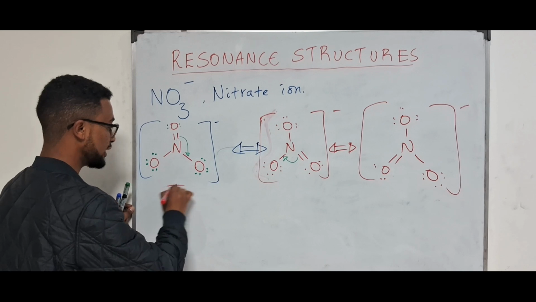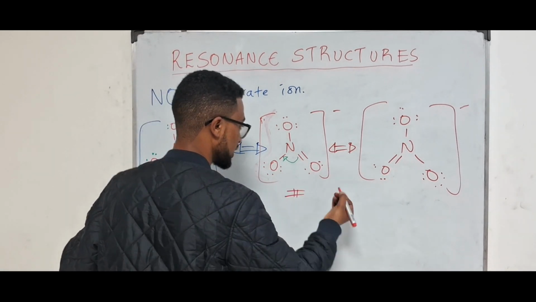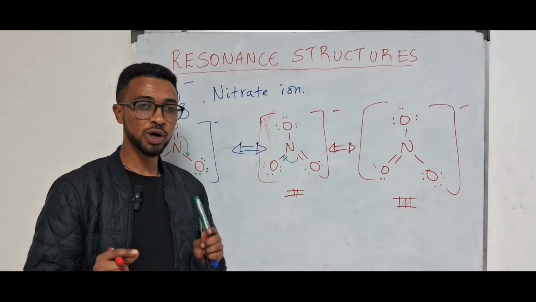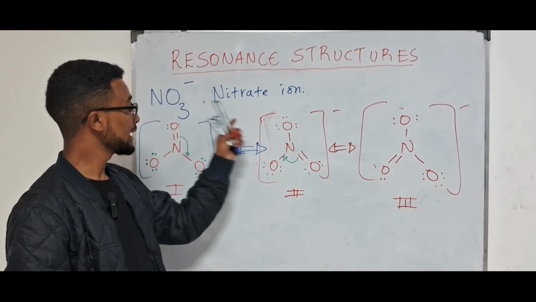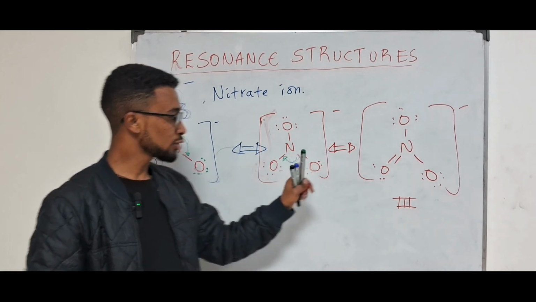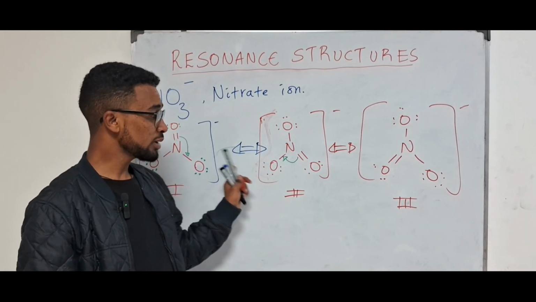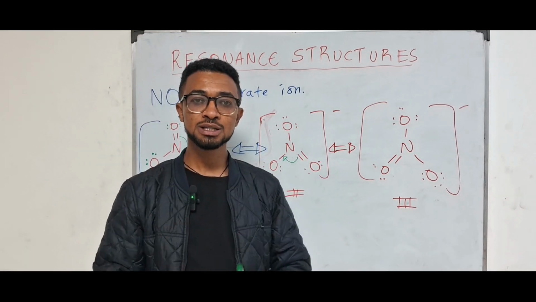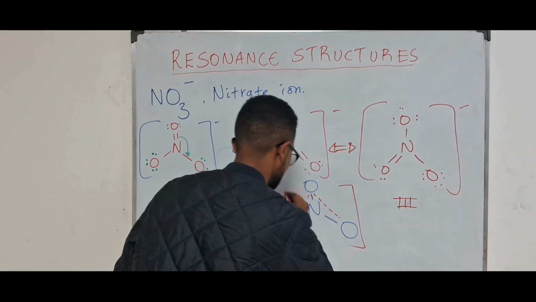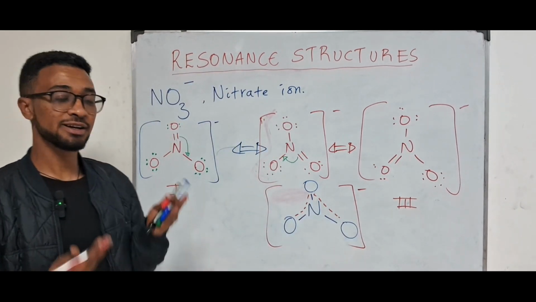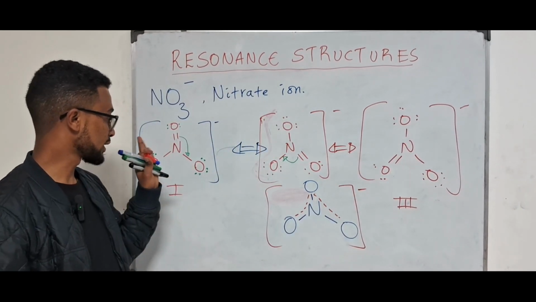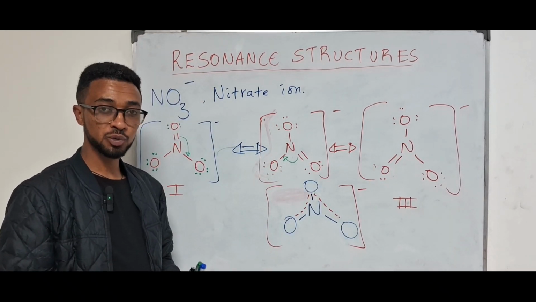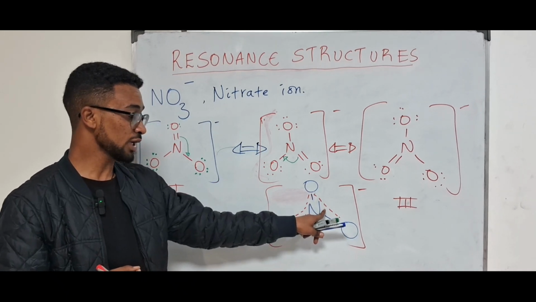Okay, so this is resonance structure 1, this is resonance structure 2, and this one is resonance structure 3. But the actual Lewis structure for the nitrate ion does not look like one of these. Instead, it's somewhere in between these three, which is represented by the resonance hybrid structure. So this is the resonance hybrid structure, which is not this or this, but we don't know where the double bond will be at a time, so we represent it using dashed lines.